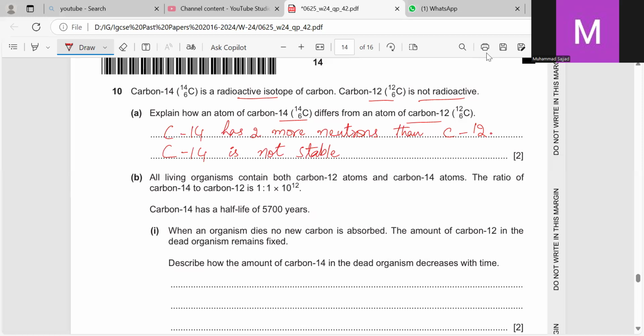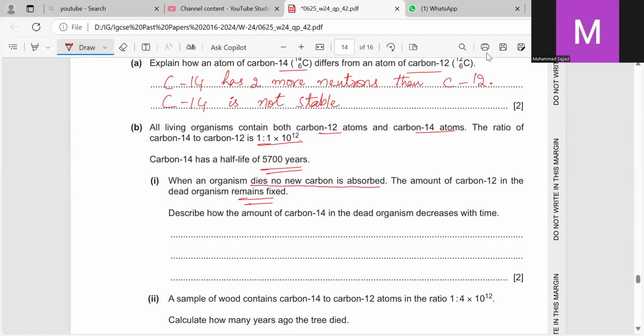Next question is interesting. All living organisms contain both carbon 12 and carbon 14 atoms. The ratio of carbon 14 to carbon 12 is 1.1 times 10 raised to power minus 12. Half-life of carbon 14 is 5700 years. When an organism dies, no new carbon is absorbed. The amount of carbon 12 in the dead organism remains fixed, but carbon 14, as it is unstable, is decaying with time. Describe how the amount of carbon 14 in the dead organism decreases with time.